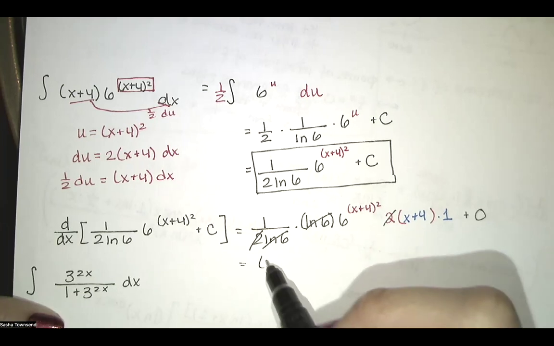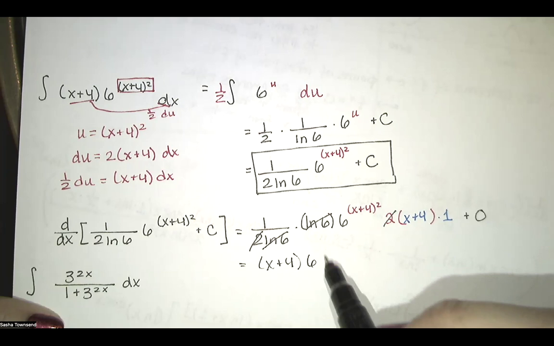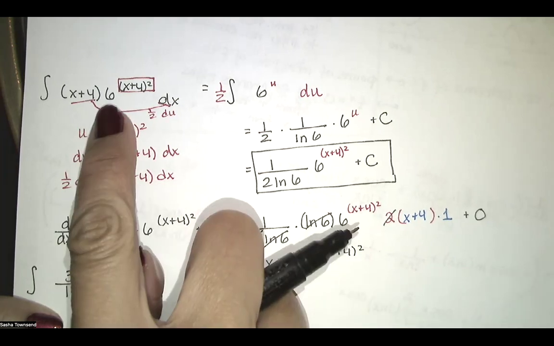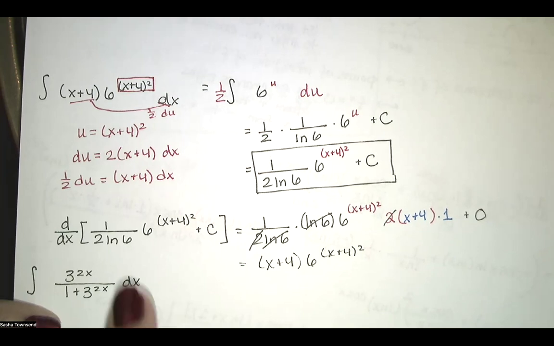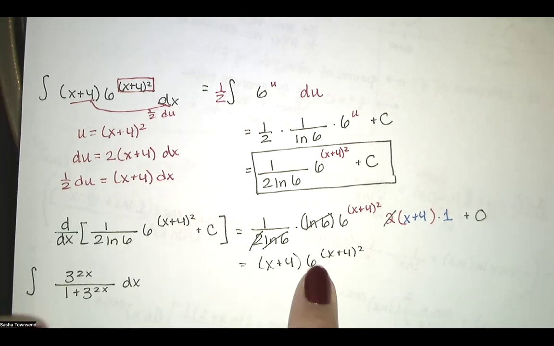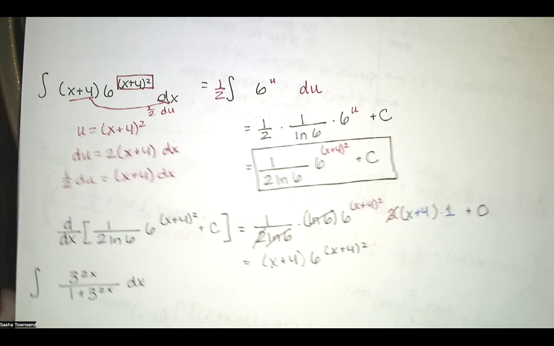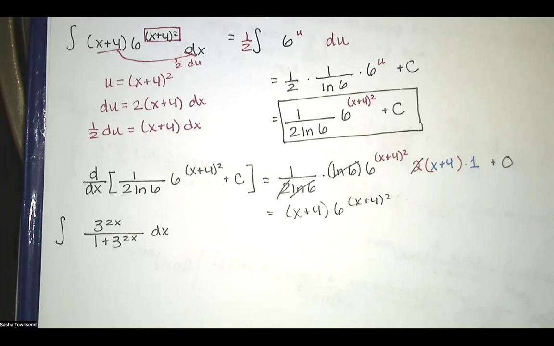And I end up with x plus 4 times 6 raised to the x plus 4 quantity squared. Is that the original integrand? It is. So we know we did this correctly. The derivative of the antiderivative is the original function. Our calculations are correct. All right, so now we're here.